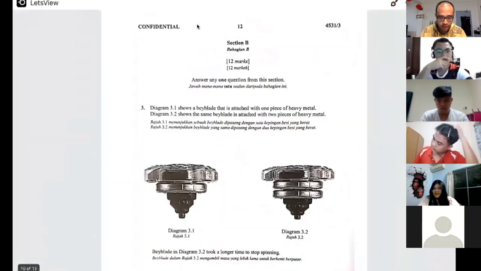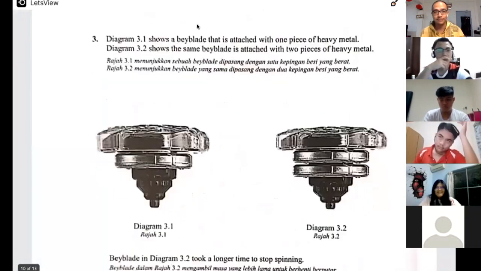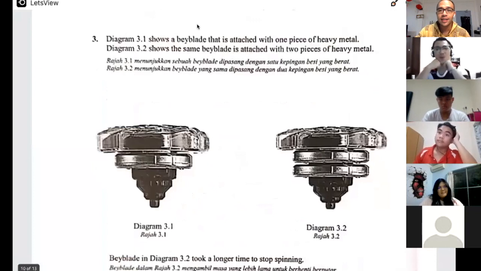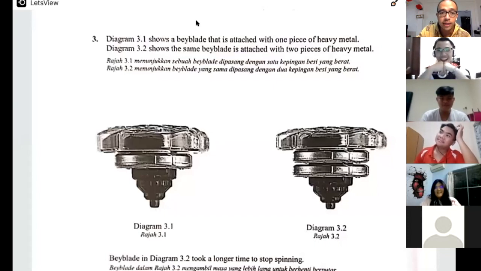Not to say interesting, but it uses a Beyblade. Sorry, I don't know any Form 5s that still play Beyblade. But I guess if there are 40-year-olds that still play Pokemon, I guess there are 17-year-olds that play Beyblade. So the unit must be microampere, not necessarily. It can be ampere also.